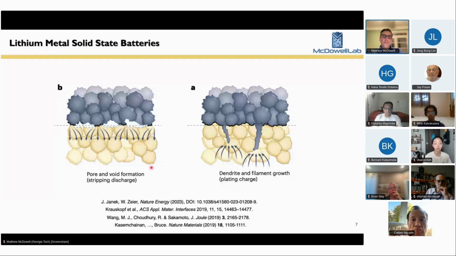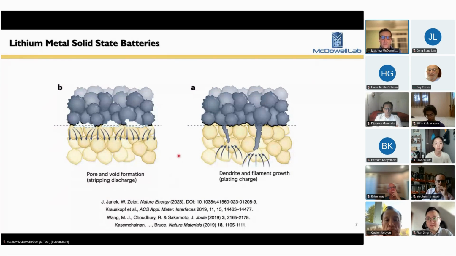There are 2 main challenges that are both interrelated when we use lithium metal anodes. The first is that lithium metal can grow dendritically through the solid electrolyte. It can crack and fracture the solid electrolyte and grow to short circuit the battery. And this is really a major problem when using solid state batteries.